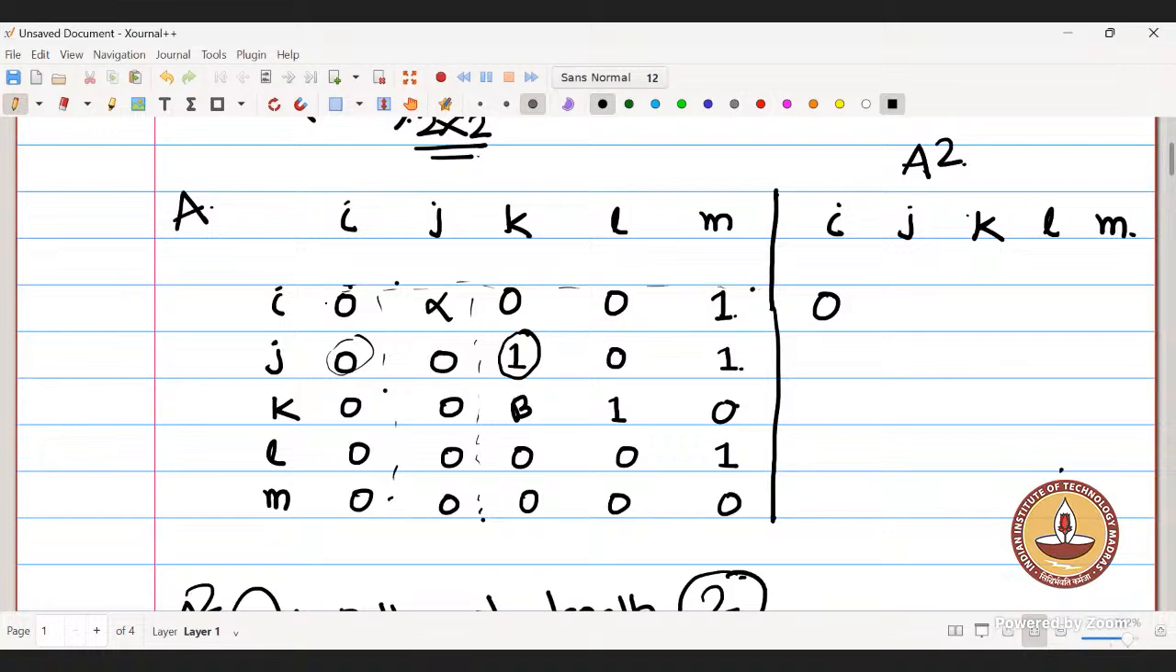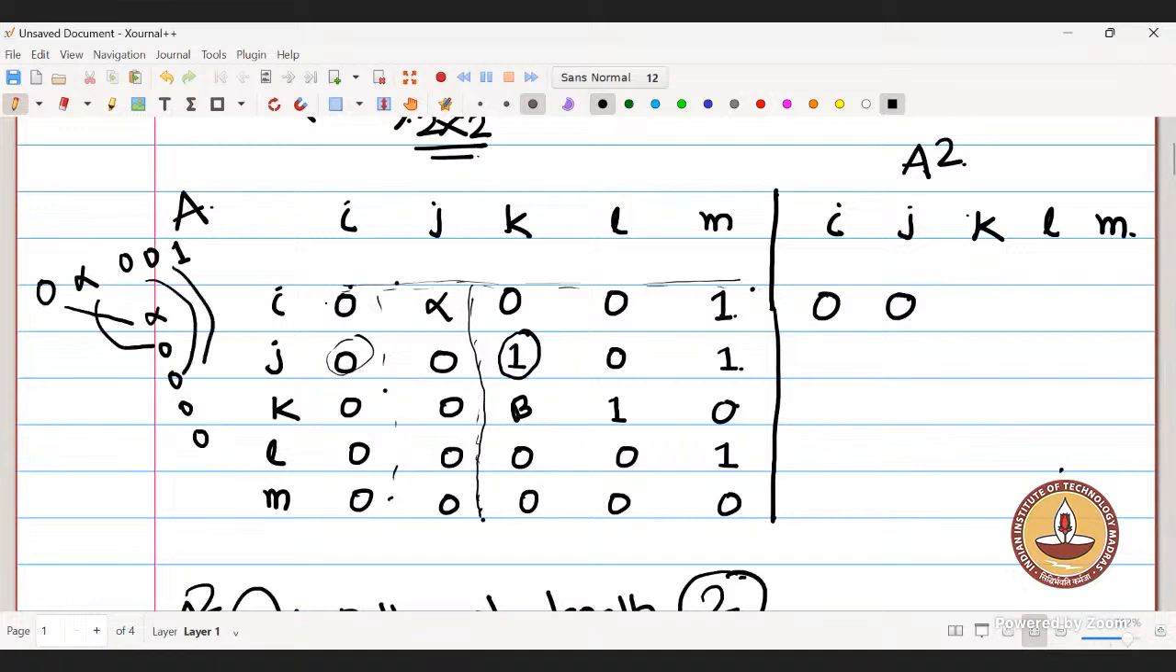For ij, it has to be alpha. No, what you are going to do here is multiply this one with this one, right? First row, 0, so again we'll get 0, right? See what we have: 0, alpha, 0, 0, 1, and you are multiplying with alpha, 0, 0, 0, 0, right? So this is 0, this is 0, this is 0, this is 0, and this is also 0, so this is also 0.